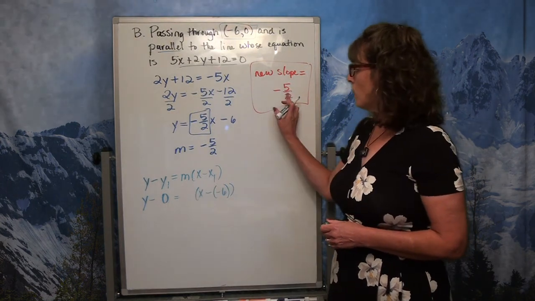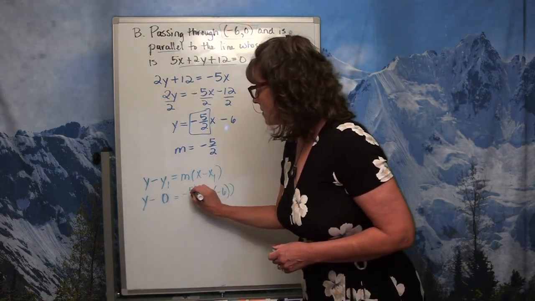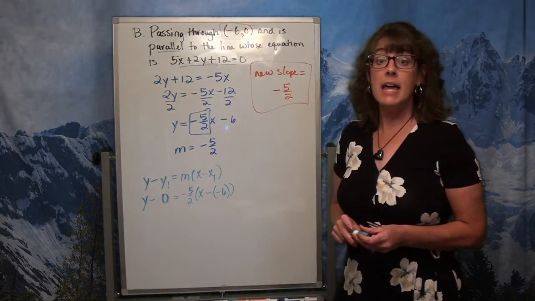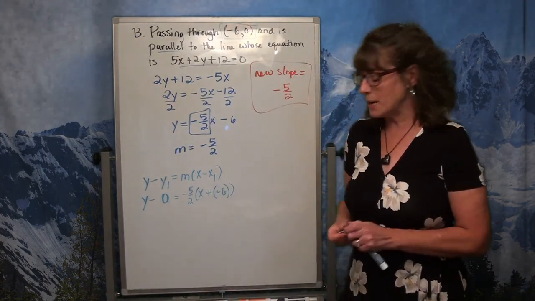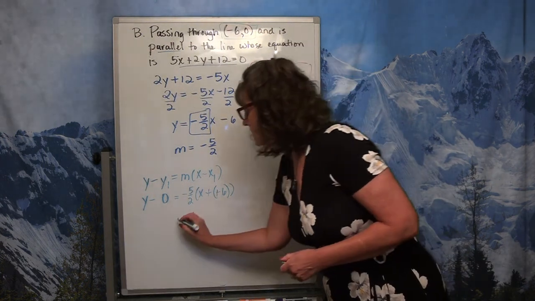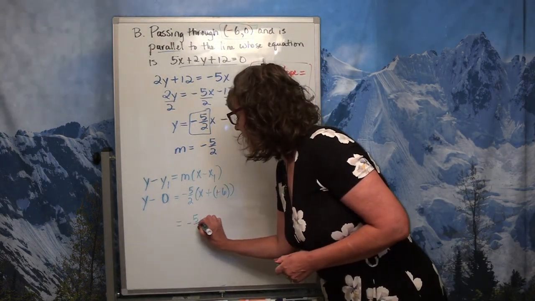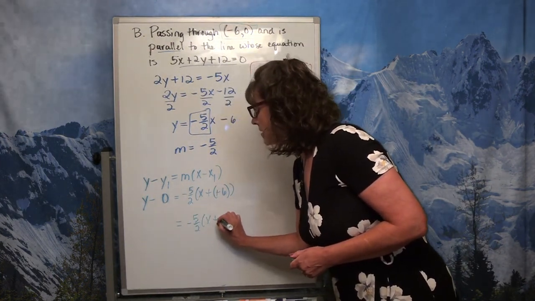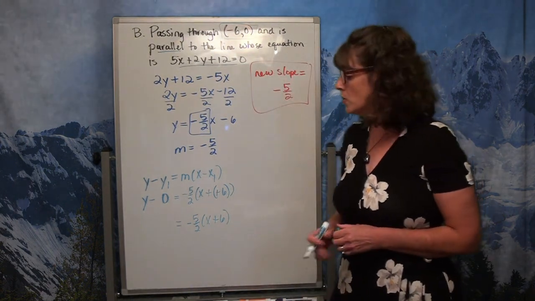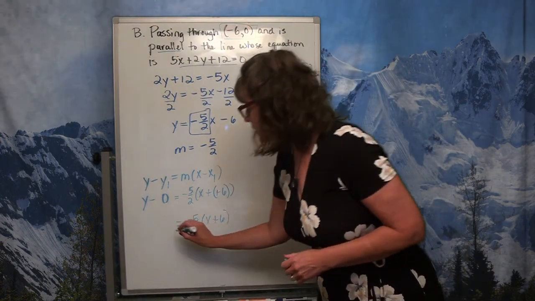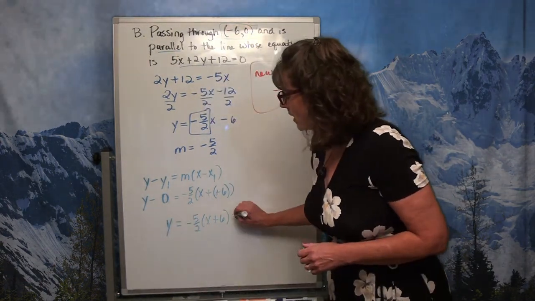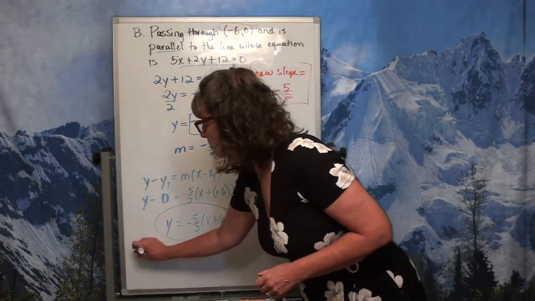And my slope, well, I just figured it out, it's negative 5 halves. Now, subtracting a negative is really adding a positive. So here's that cleanup that I've been talking about, that this becomes a negative 5 halves times x plus 6. And the other cleanup that I can do is, you know, the y, when you're subtracting 0, you're not doing anything. So this is just a y. So here we have the equation in point slope form.